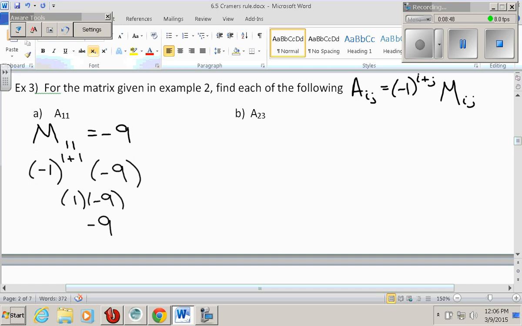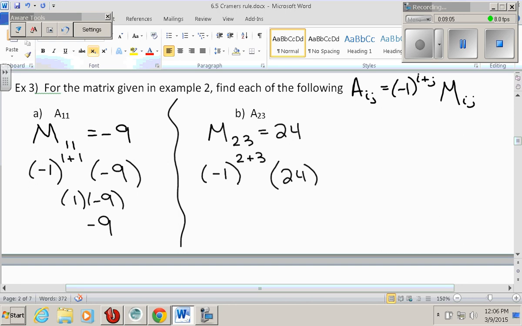And that's it. It's as simple as that. Okay? But you have to have that minor in order to do it. And luckily we already found those, so it makes it a little bit easier. So our minor 2, 3 was 24 from up above. So negative 1 raised to the 2 plus 3 times 24. Negative 1 to the 5th power is negative 1 times 24, which is negative 24. And there we have it. So again, the math is really simple. It's just a matter of remembering what you need to do in order to find the cofactor. Okay?